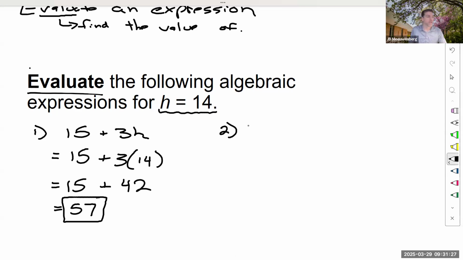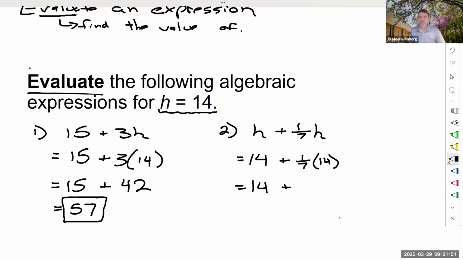Here's the other one we'll do. It is h plus 1/7 h. That looks familiar, right? And so again, what we'll do is take both of these h's and we will substitute in the number 14. 14 plus 1/7 of 14, or times 14. Hopefully you remember from our work with fractions that 1/7 times 14 means the same thing as 1/7 of 14.